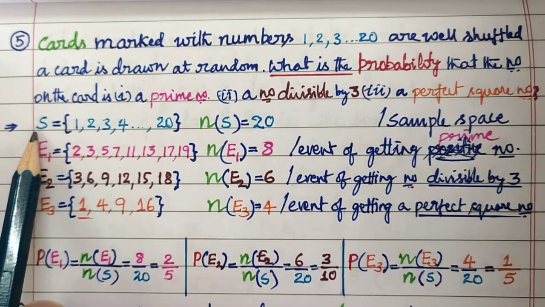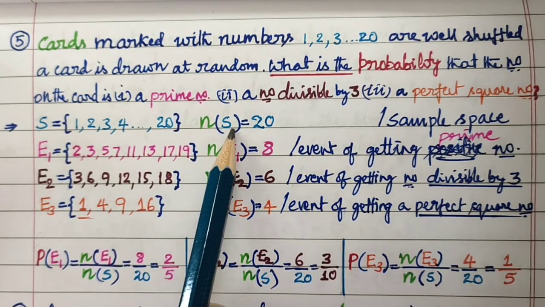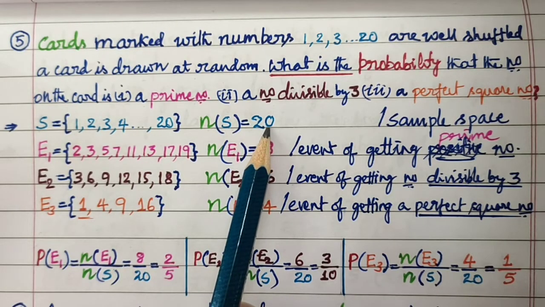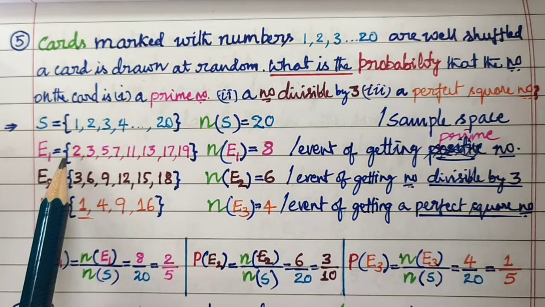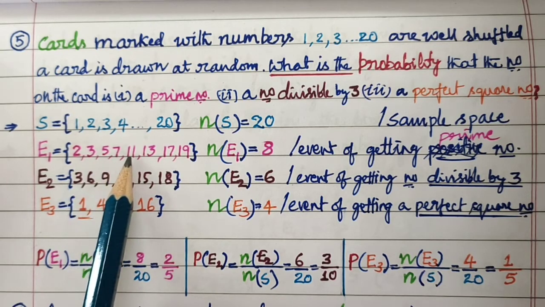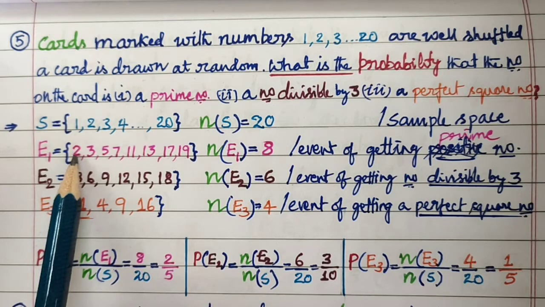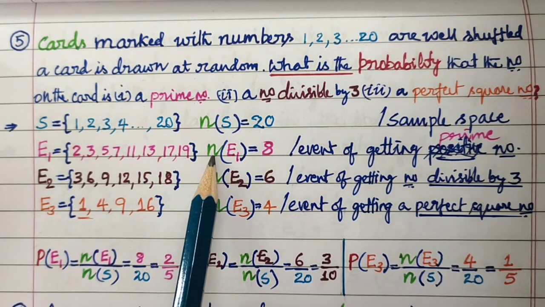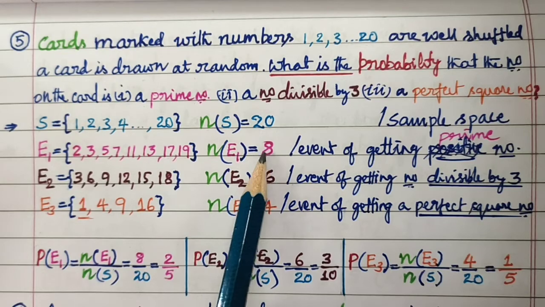S is the sample space. These are the outcomes 1 to 20. Then the number of outcomes is going to be 20. E1 is the event of getting a prime number. The prime numbers are 2, 3, 5, 7, 11, 13, 17 and 19, divisible only by 1 and the number itself. So the total number of prime numbers from 1 to 20 is 8. N of E1 is 8.